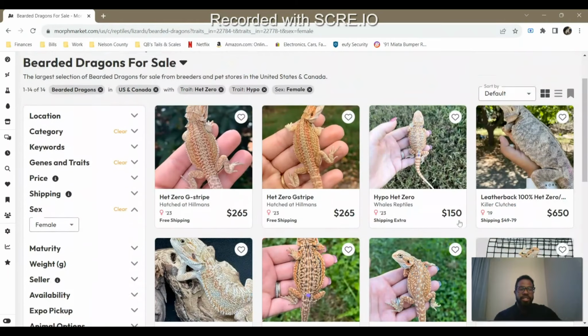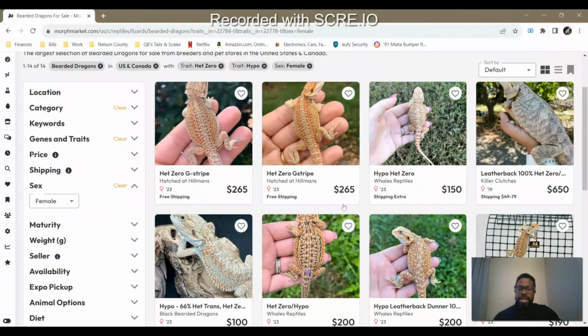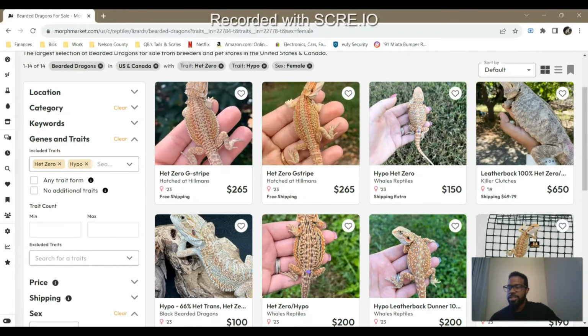So there's a few different things on there. You also want to make sure you're not getting a leatherback or a dunner, because the male is a leatherback and also a dunner. So you know what? Let's go ahead and do that and take them off, make them excluded. Let's see.